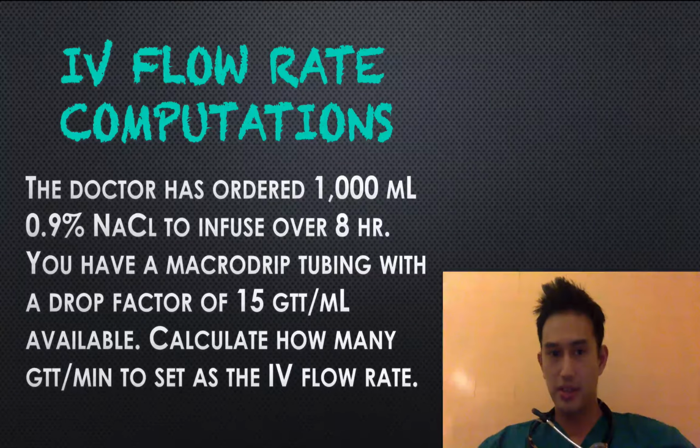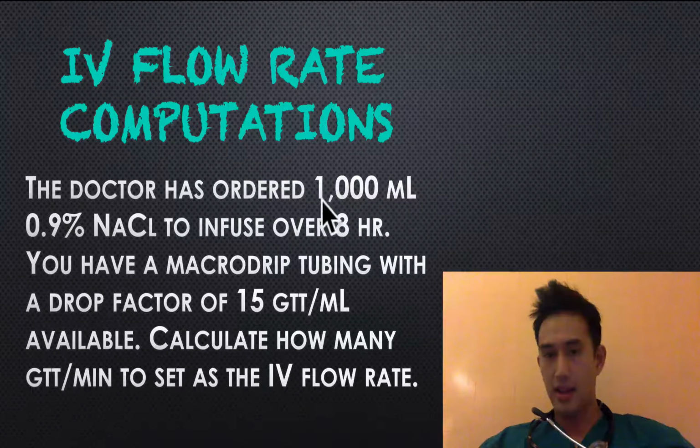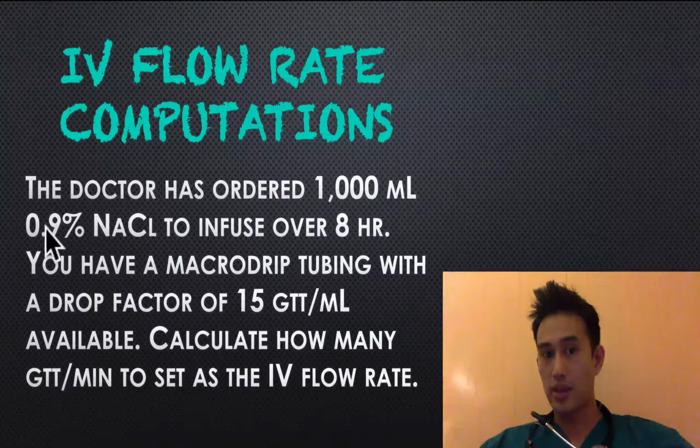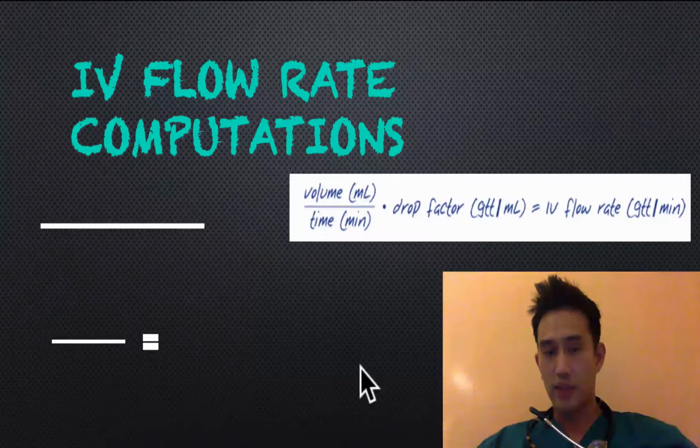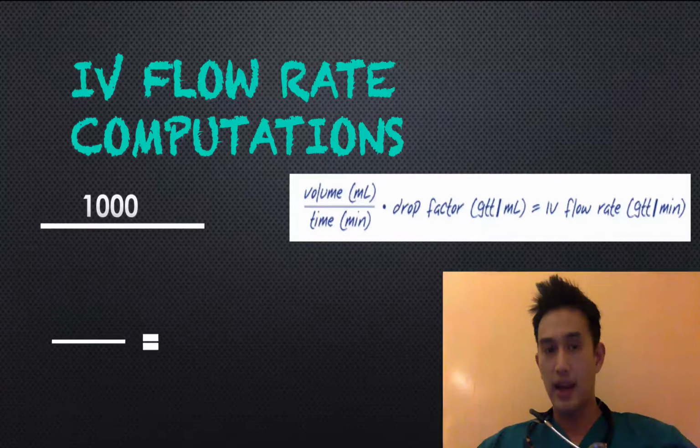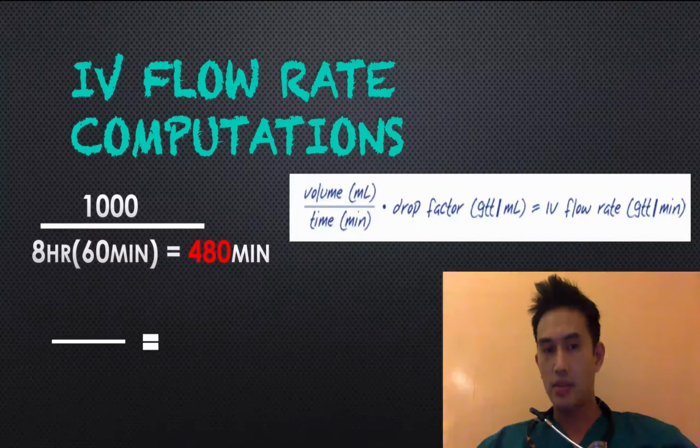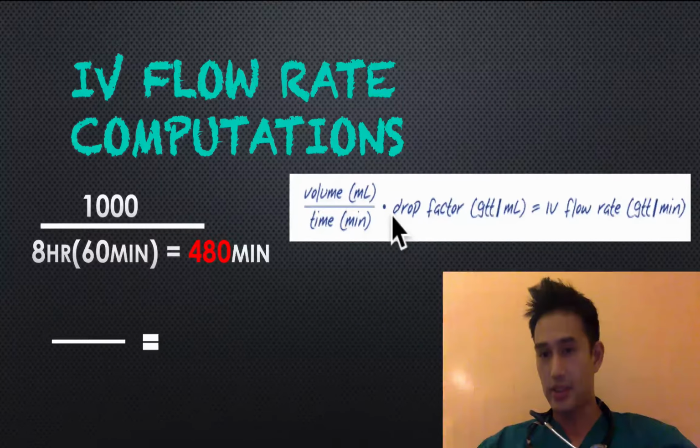Go ahead and pause. Now this one is a little bit tricky. We got a lot more numbers here, but remember, eliminate the distractors. So what we want is the volume, the time, and this question has a drop factor, so that's what we want. We want that 15. This 0.9 NaCl is the distractor, so go ahead and throw that out. So to solve this, we're going to have our 1000 mLs over 8 hours, but we're going to have to compute it into minutes because this is how you solve the drop factor type computations.